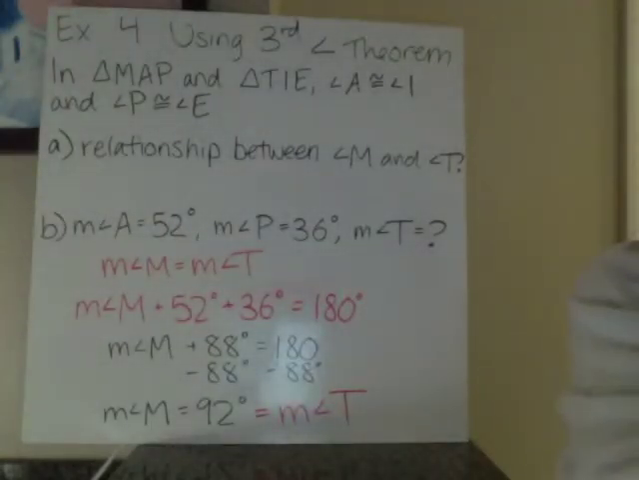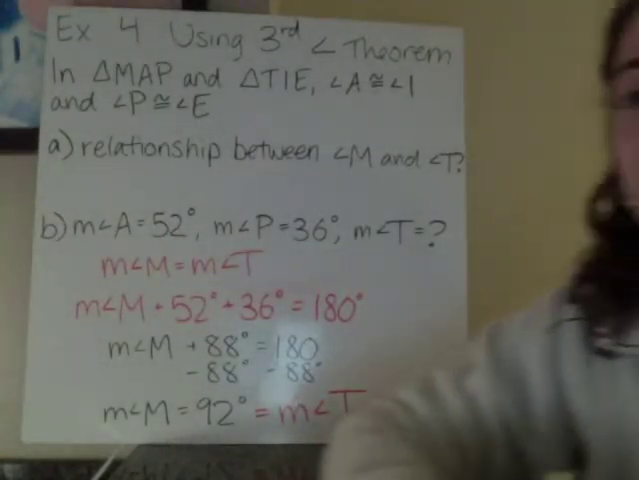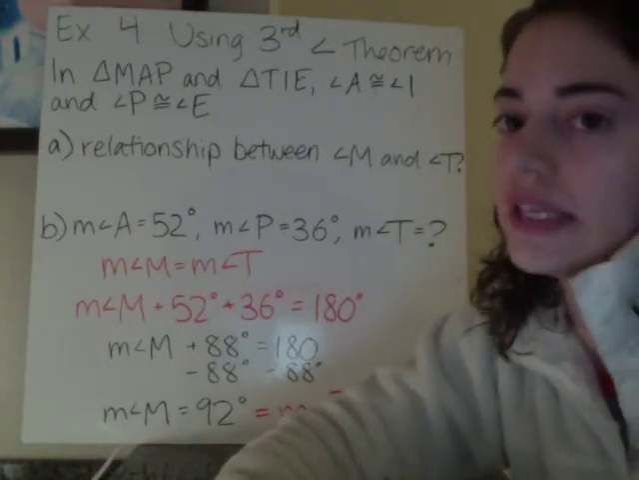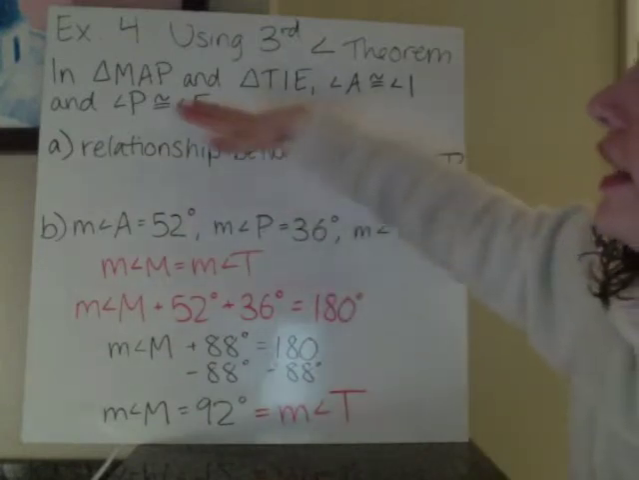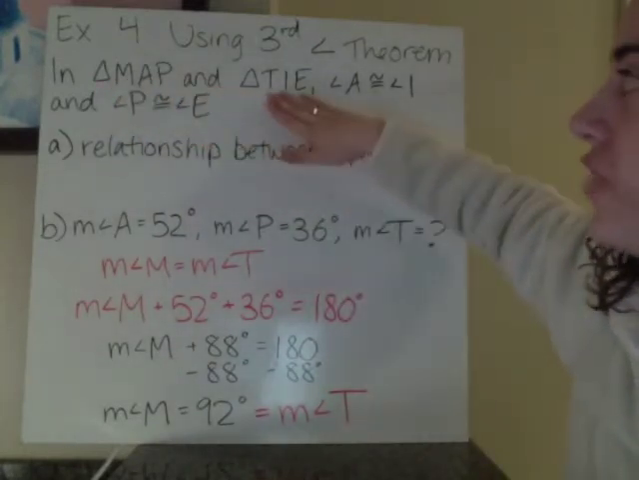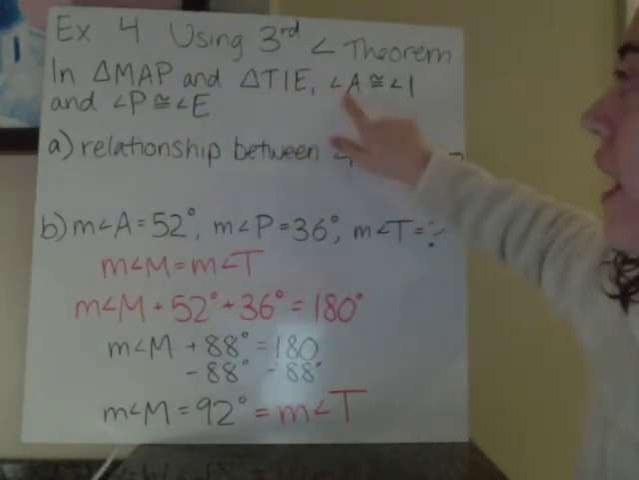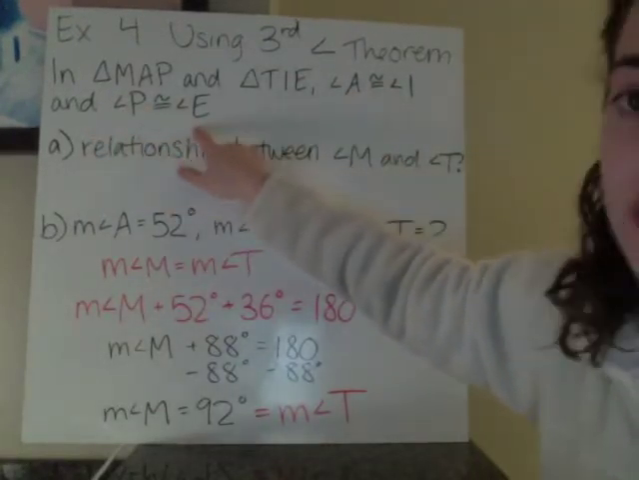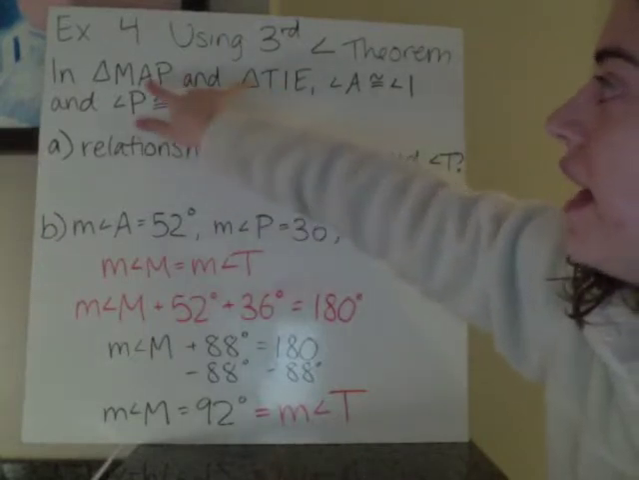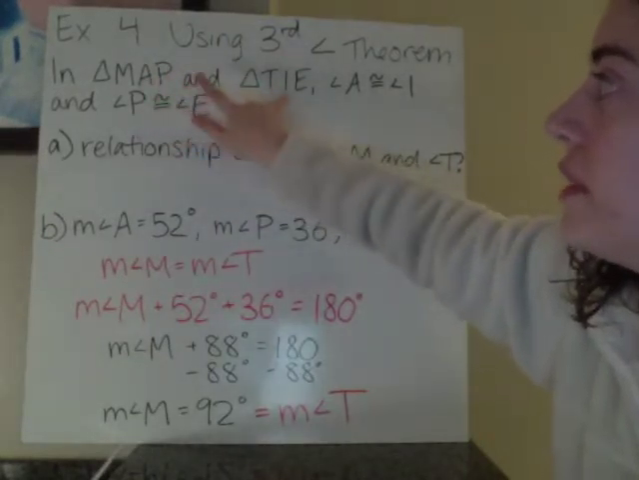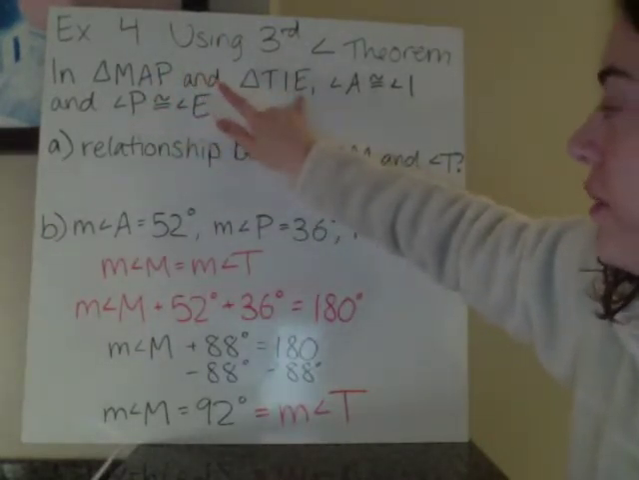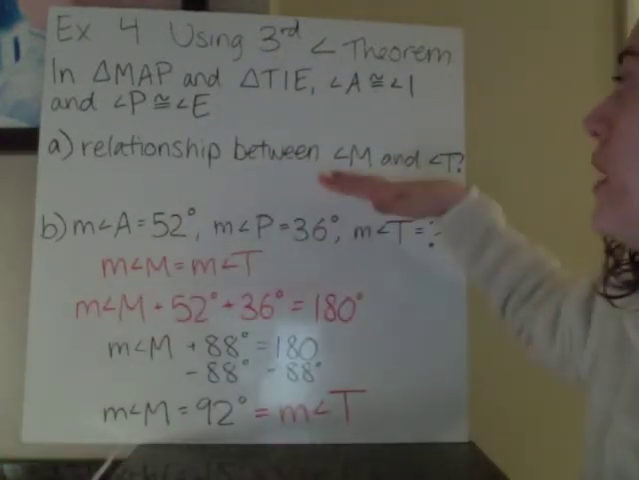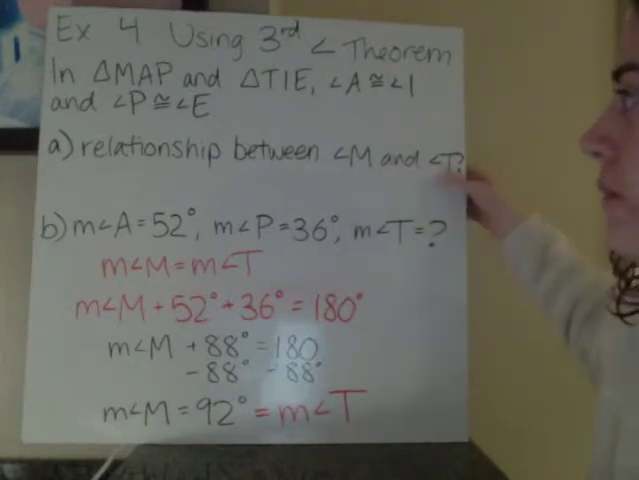This theorem is incredibly useful when you're trying to prove that triangles are congruent or different parts of triangles are congruent. Here's an example. In triangle MAP and triangle TIE, angle A is congruent to angle I, and angle P is congruent to angle E. So you can see that the second letters are congruent and P and E are congruent. Now, what is the relationship between angle M and angle T?